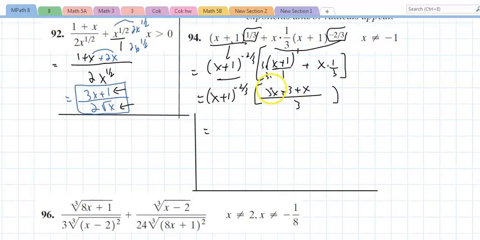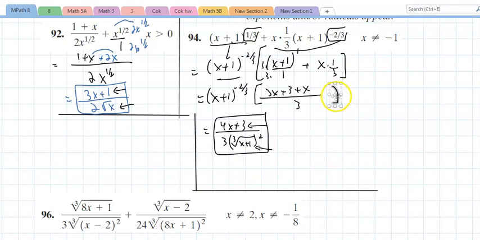Altogether, I'm looking at 4x plus 3 over 3, the cube root of x plus 1 squared. If I was to say where does this equal 0, you'll say at negative 3/4. Where is it undefined? At negative 1. That's a must. Now, you could do this differently, and I don't mind how you do this.